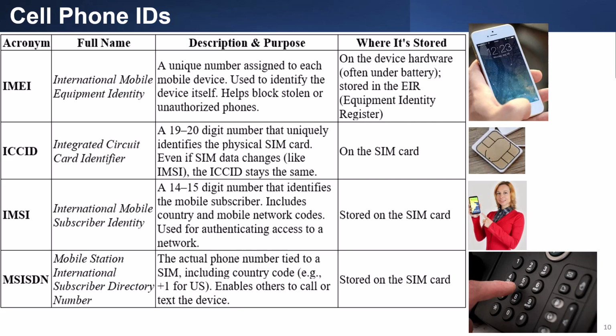The Integrated Circuit Card Identifier, or ICCID, is a 19 or 20-digit number that identifies the SIM. The International Mobile Subscriber Identity, or IMSI, is 14 or 15 digits to identify the mobile subscriber, which is used to authenticate access to the network. The Mobile Station International Subscriber Directory Number, or MSISDN, is the actual phone number tied to the SIM, including the country code, that enables others to call or text the device.